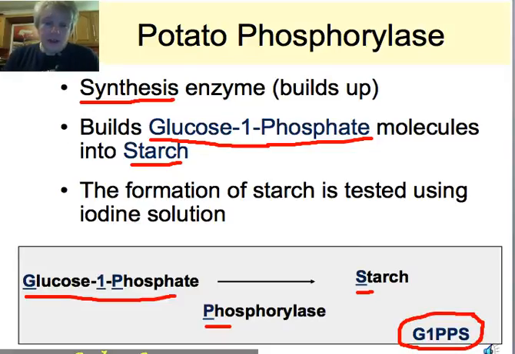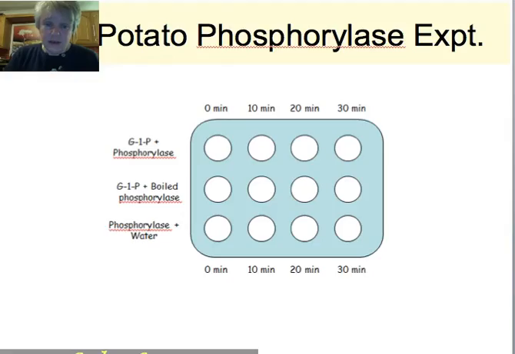Now, I mentioned an experiment that can be done for this, and I'm going to show the setup for it. We'll try and get this experiment done in class. And I'm hoping it's going to move on to the next slide. It's having a lot of bother getting these slides to move over. So here is the potato phosphorylase experiment.